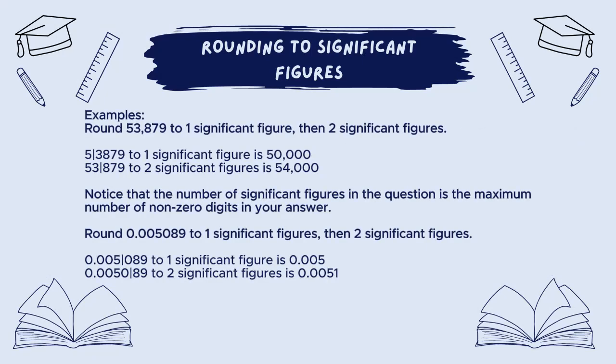Now an example. Round 53,879 to 1 significant figure, then 2 significant figures. So to 1 significant figure, it is 50,000. To 2 significant figures, it is 54,000. Notice that the number of significant figures in the question is the maximum number of non-zero digits in your answer. There is another example on the screen.